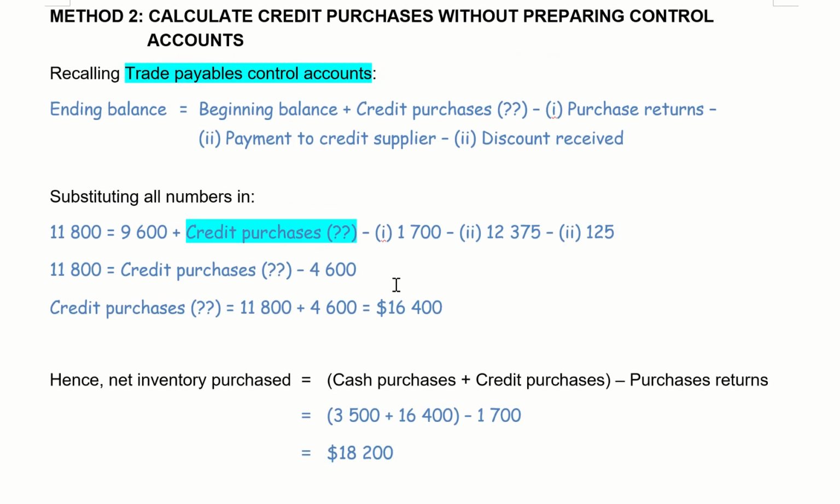So to repeat myself, method 2 is a good method if you don't want to do too much working. But method 2 is a very risky method because if you forget one of the items here, then that's it, your answer is wrong. So you have to learn both methods. Usually you can choose the method unless they specifically ask you to prepare a control account.